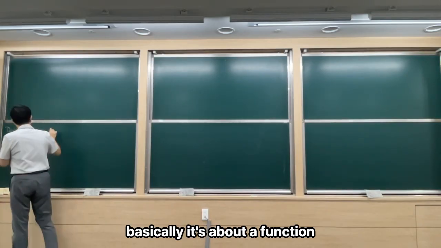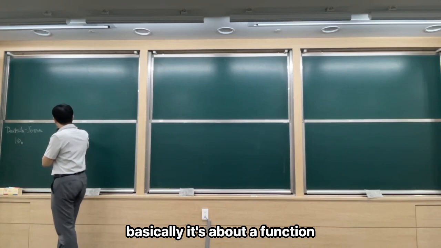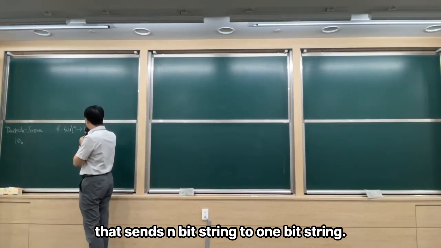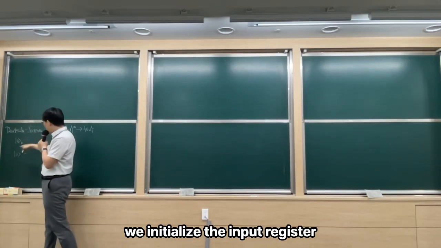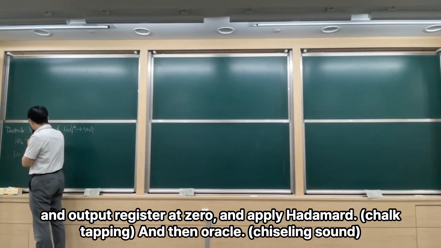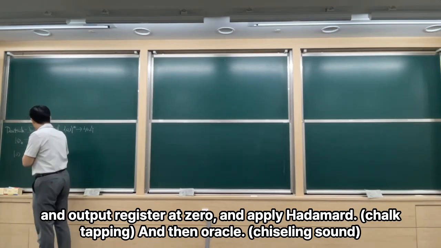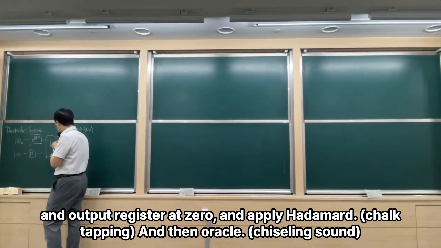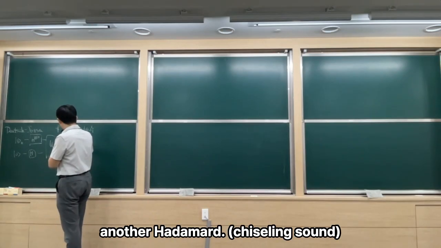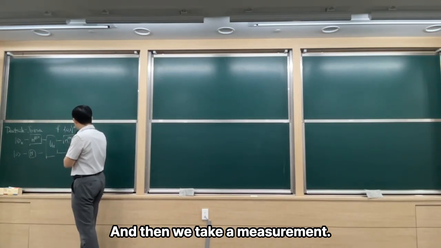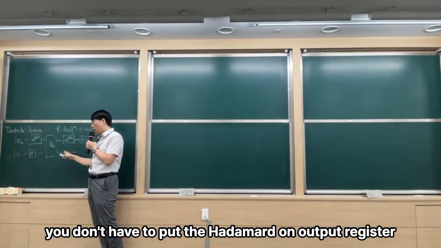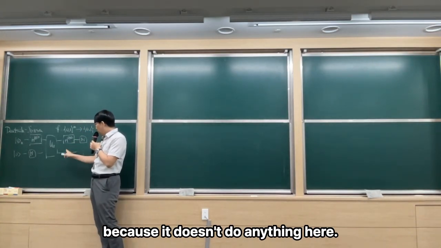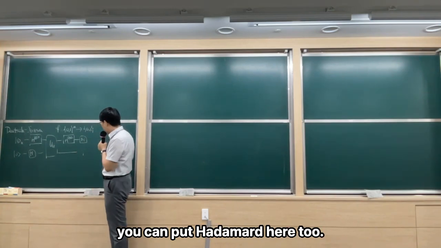Basically, it's about a function that sends an n-bit string to a 1-bit string, and we initialize the input register and output register at 0 and apply Hadamard, and then the oracle, and another Hadamard, and then we take a measurement. At this moment, you don't have to put the Hadamard on the output register because it doesn't do anything here. But if you want to, you can put Hadamard here too.